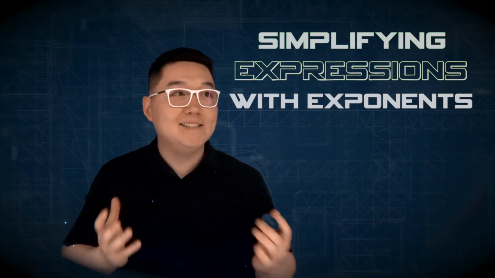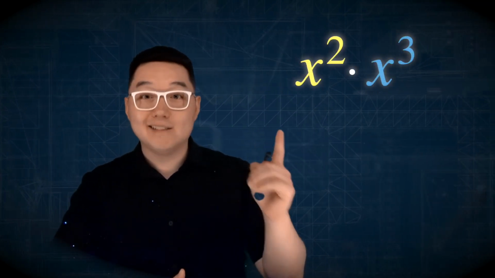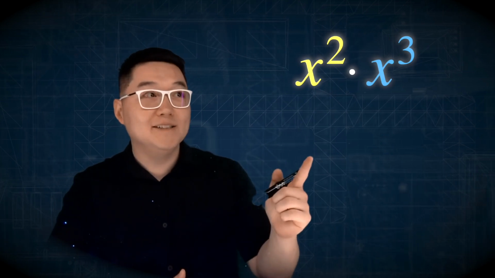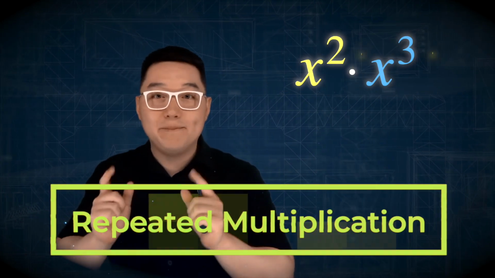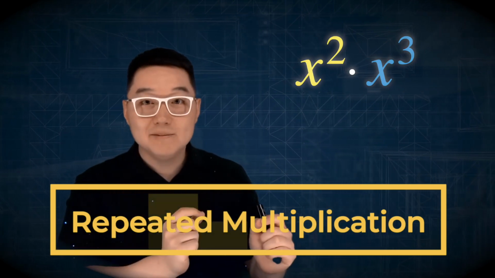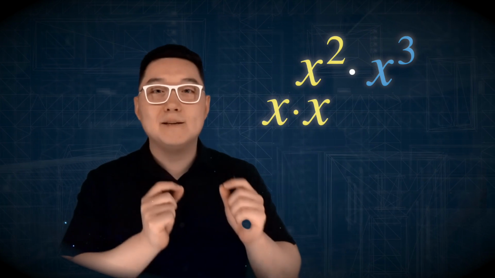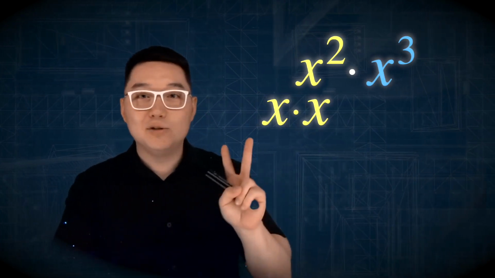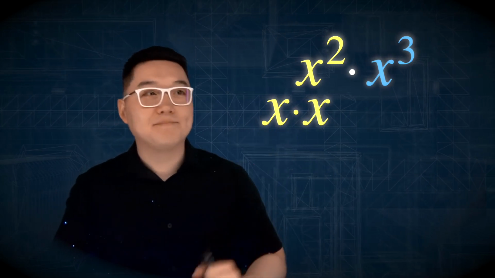So how do you simplify expressions that contain exponents? So here's an example. Let's say we have x squared times x to the third. Now remember, exponents are repeated multiplication. So x squared really just means x multiplied by itself twice. So really it's just x times x.